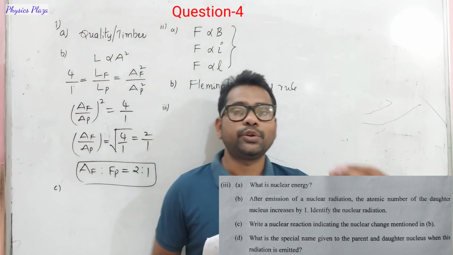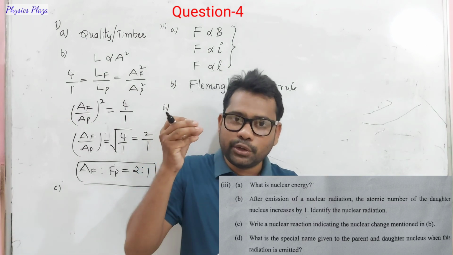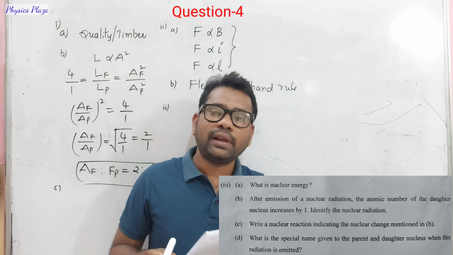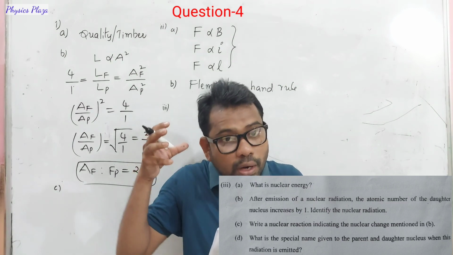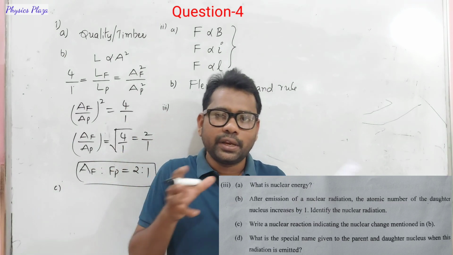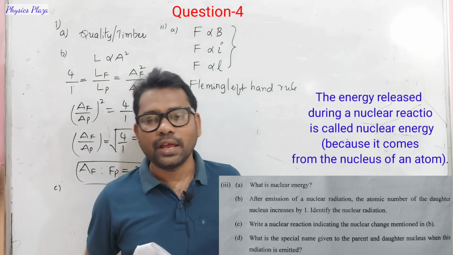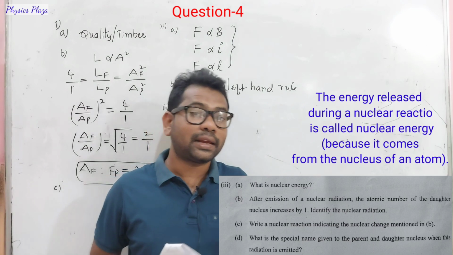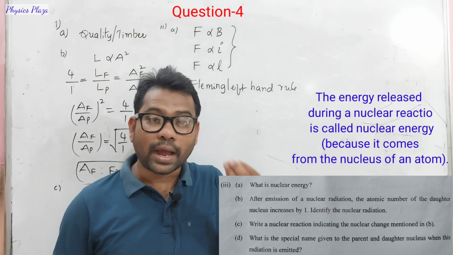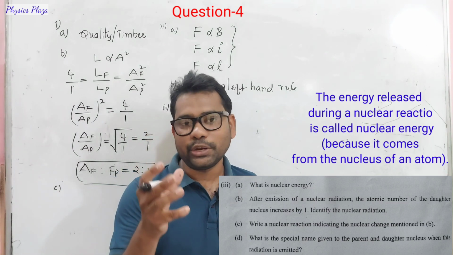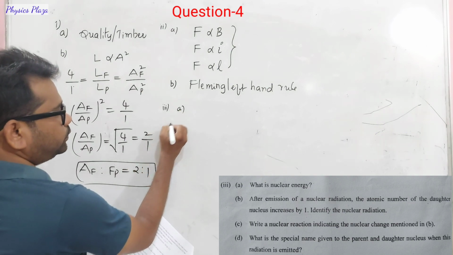So first, what is the nuclear energy? Children, during nuclear changes, might be a nuclear fission or a nuclear fusion, there will be some mass defect, some mass will disappear. Whatever mass disappears in a nuclear reaction will convert into energy. That only we can call nuclear energy. We can calculate it with the help of E is equal to mc square, by using the Einstein equation. Okay, fine. Now third bit, that is A.